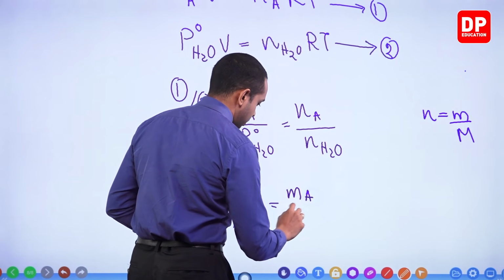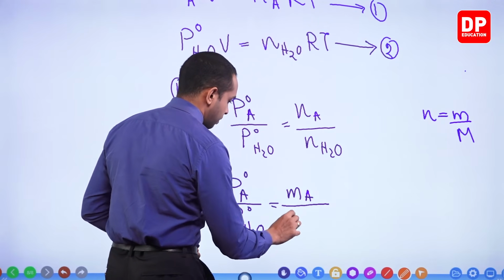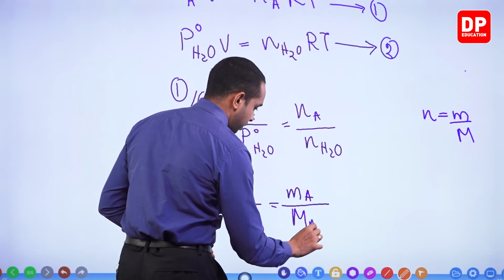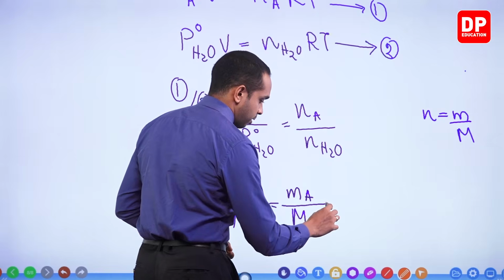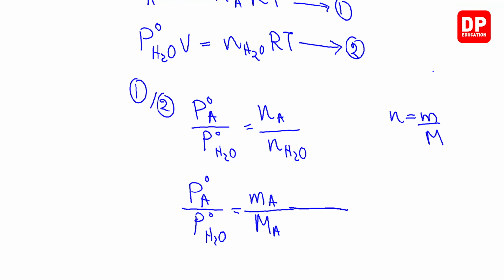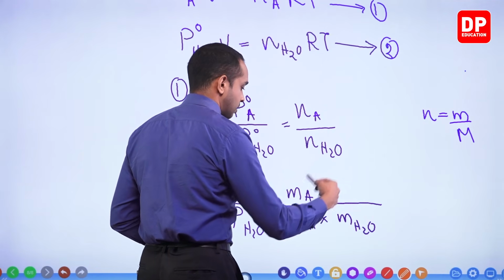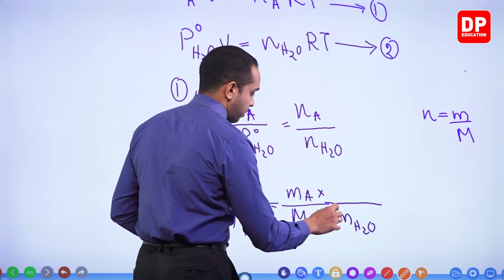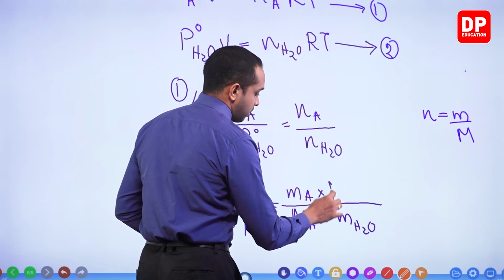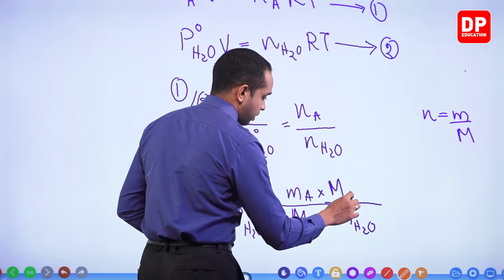Mass of A divided by molar mass of A, and then over here for H2O, it will be the mass of H2O in the sample divided by molar mass. Since dividing by molar mass, in this case it will be brought up into the numerator. It will be the molar mass of H2O here.